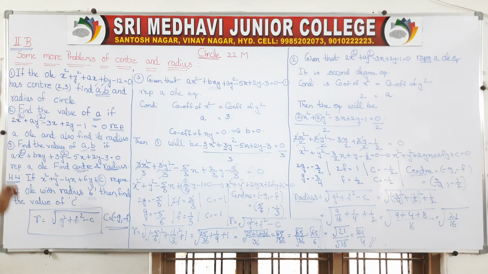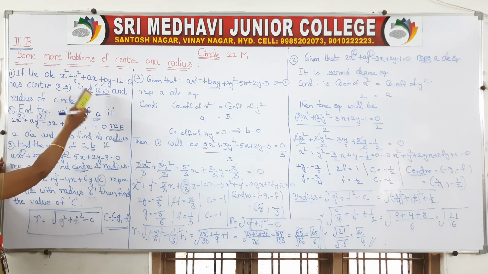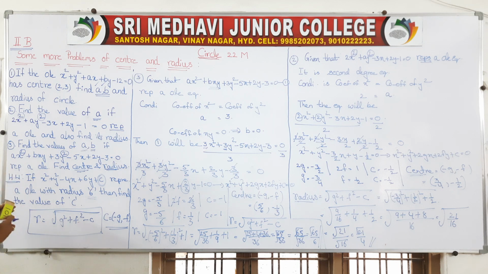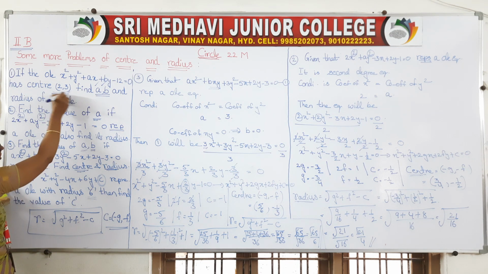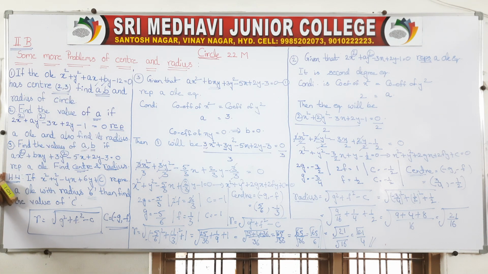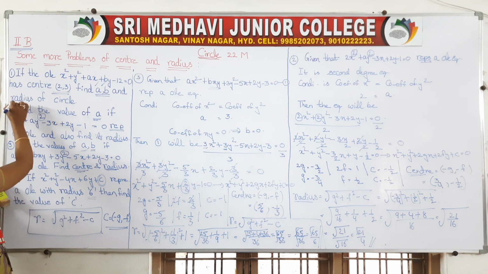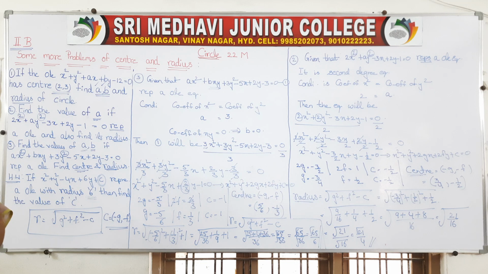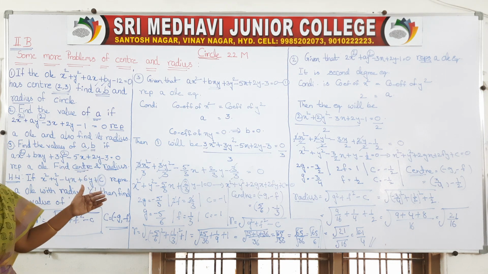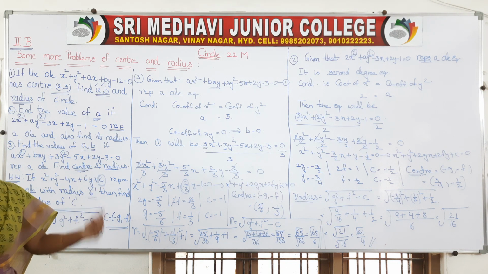Okay, so these are the three questions we solved today. In the first one, we have to find a and b when the center is given to us. So just compare it and find out your center, then equate with 2, 3, you will get your a and b. After that, find out g and f and find your radius. In any question, if radius is asked or center is asked, we need the g, f, c values. So first of all, try to find g, f, c, then substitute in the formula.